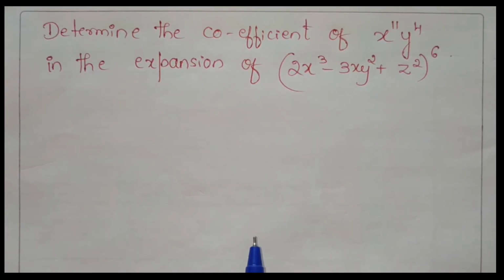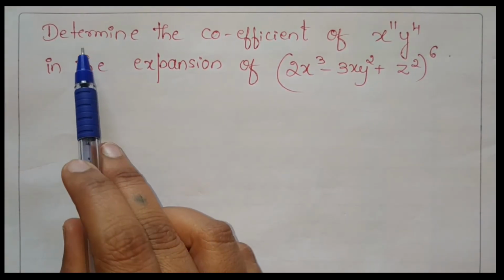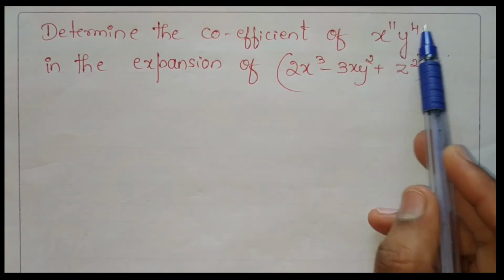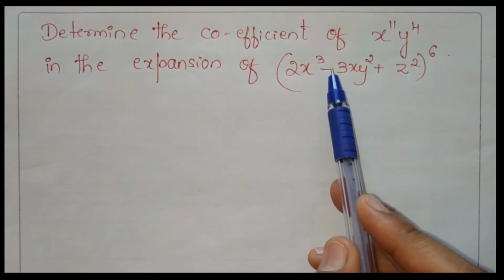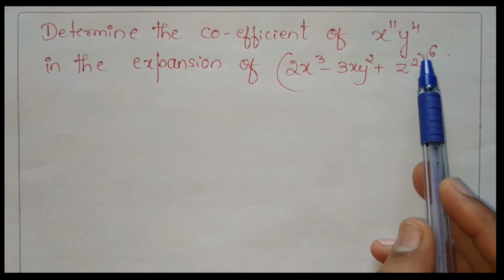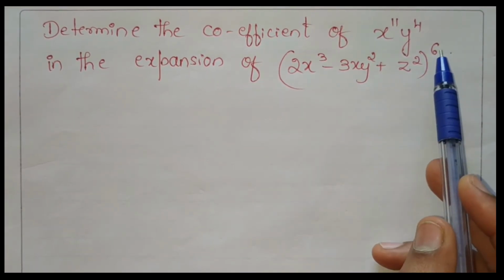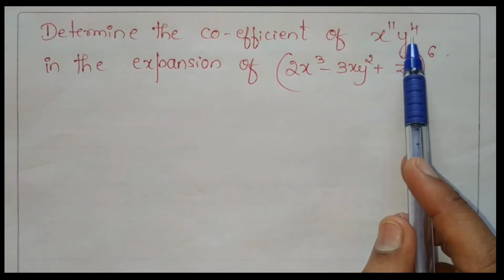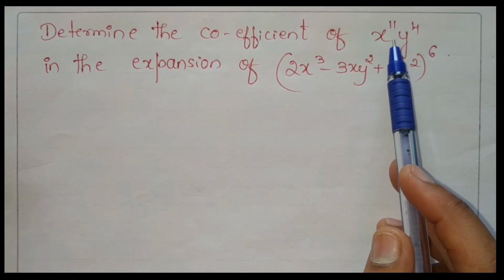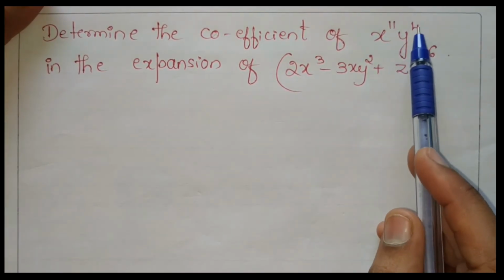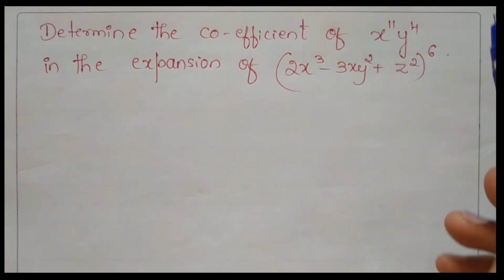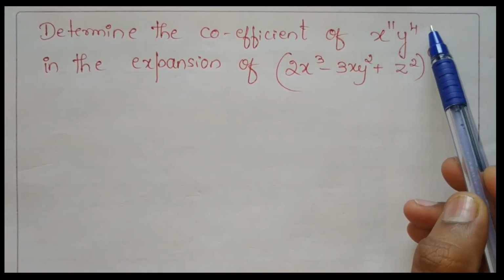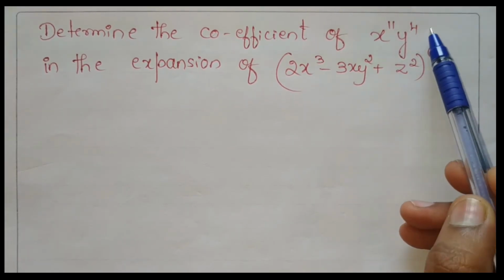So now we will discuss this example, that is we have to determine the coefficient of x raised to 11, y raised to 4 in the expansion of 2x cube minus 3xy square plus z square whole raised to 6. So here in this case we have n is equal to 6 and the term for which we have to determine the coefficient is what? X raised to 11, y raised to 4. So here it has 3 terms, but here it has only 2 terms, means power of one term is 0. Okay, z raised to 0 we have.